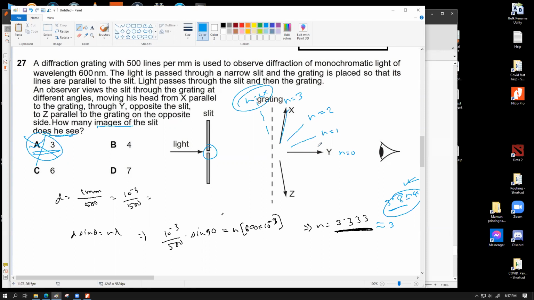This person is definitely going to see the central maxima. This is a default one. He's going to see 3 on top, 3 on the bottom. So total how many?